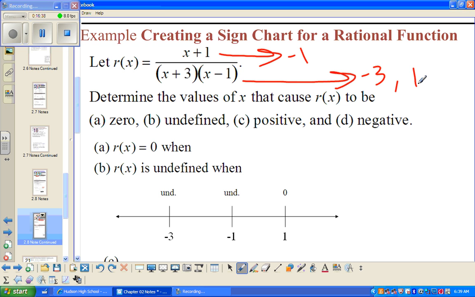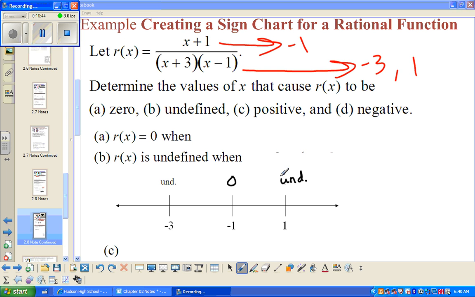Oh, it looks like I got to adjust something here. Just one second. I just had to adjust the 0 and undefined on this chart. We're backwards, so I had to switch that. So we know where it's undefined. We know where it's 0, and now you do the same type of thing.